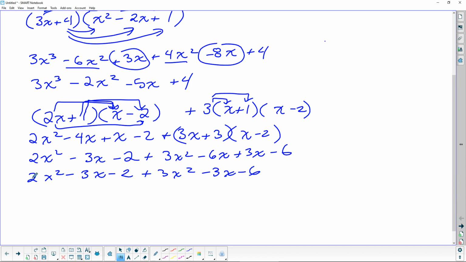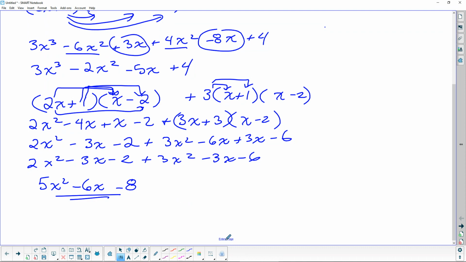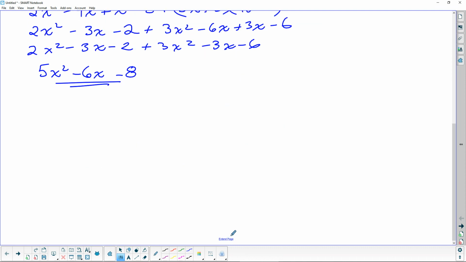Now we've got 2x squared and a 3x squared, so that's 5x squared. We've got minus 3x and a minus 3x, that's minus 6x. And then we've got a minus 2 and a minus 6, which is minus 8. So that's another combination where you might have something like that as well. They might give you a word problem where you have to do some multiplying.